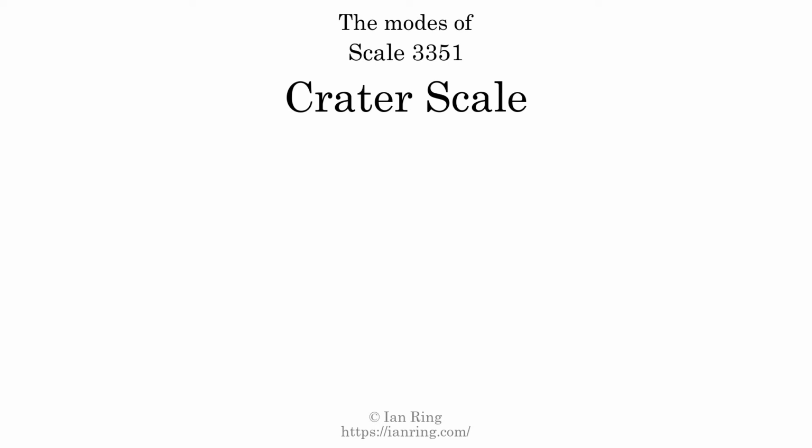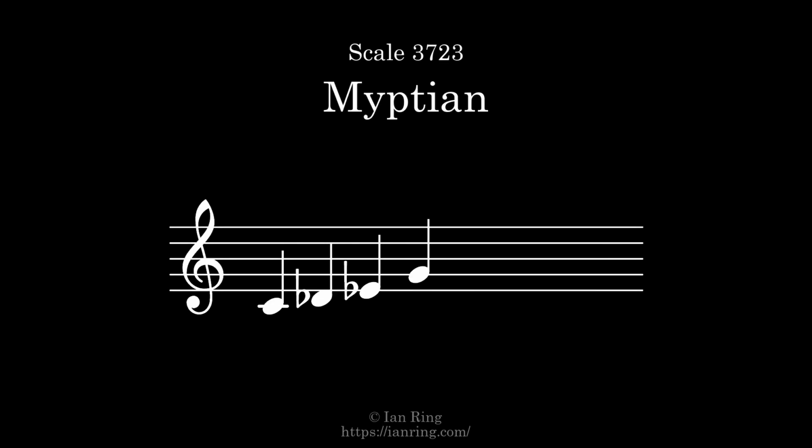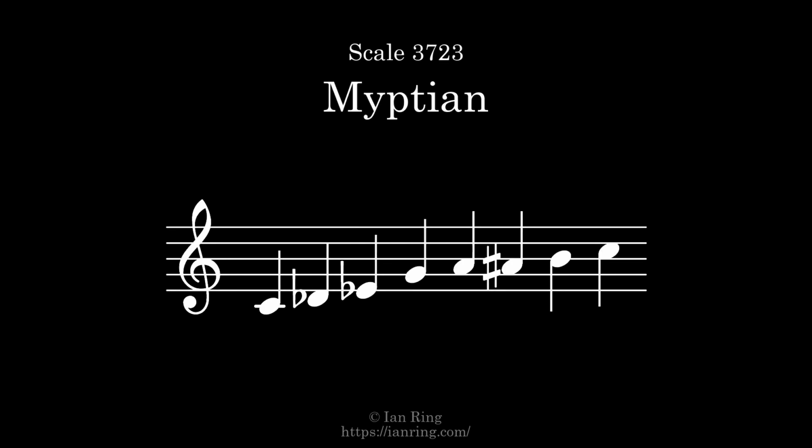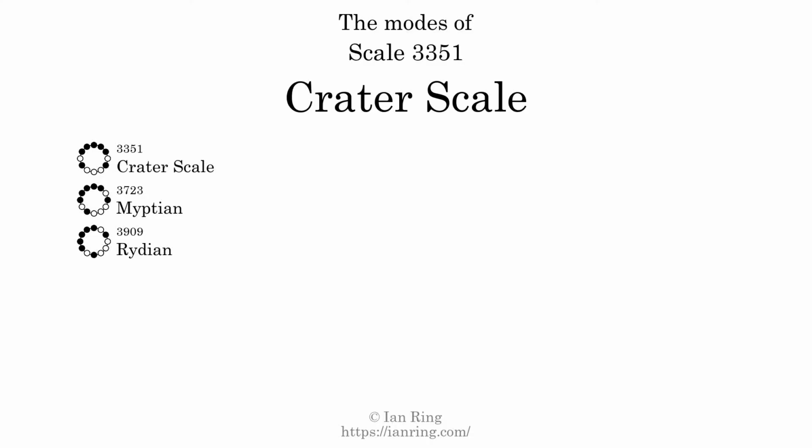This scale has 7 modes. The first mode is itself. The second mode is scale 3723, also known as Miption. It sounds like this. The third mode is scale 3909, also known as Rydian. It sounds like this.